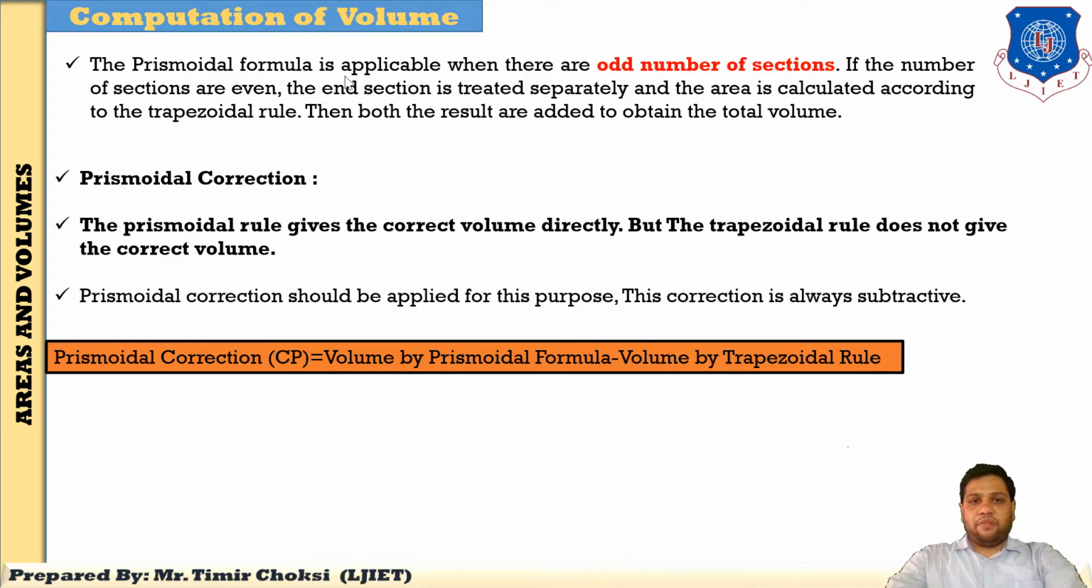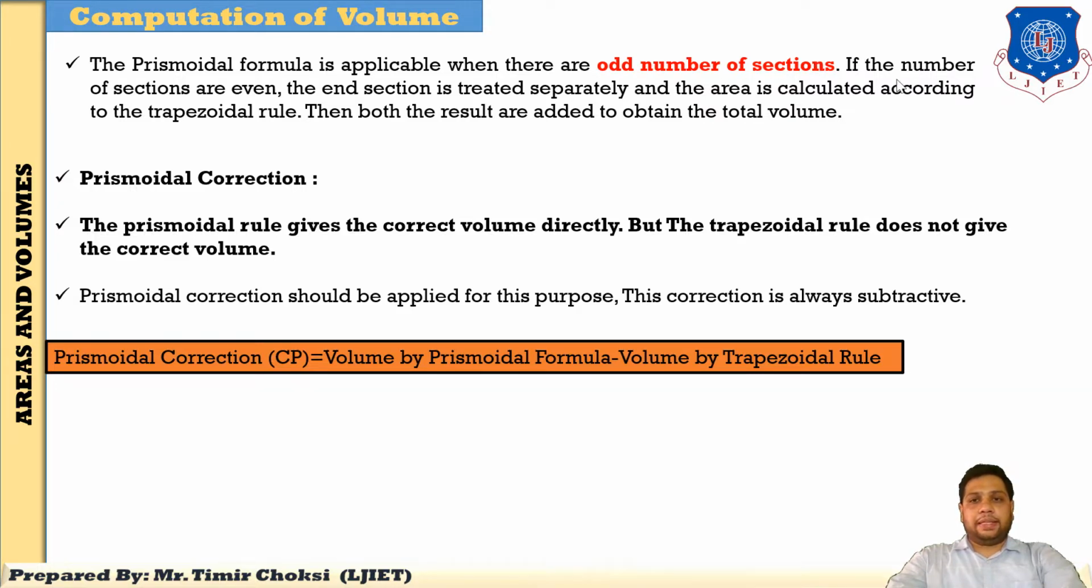Now this note is important. The prismoidal formula is applicable when there is an odd number of sections. In a previous example, I explained that the number of cross-section areas given was 7, so it is an odd number of sections. So this is a limitation of the prismoidal formula. It is applicable only when there is an odd number of sections.